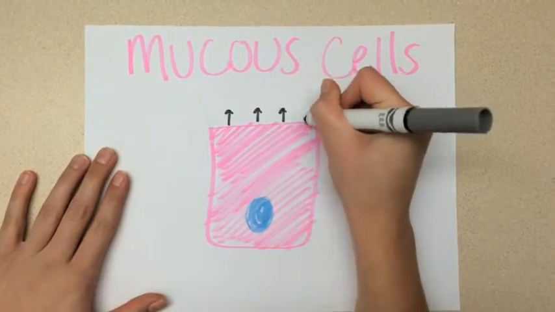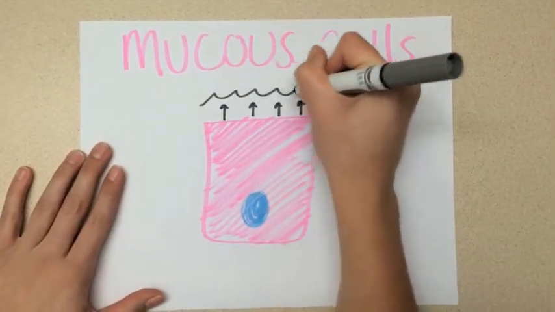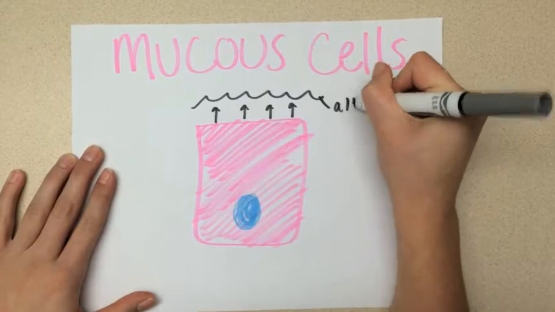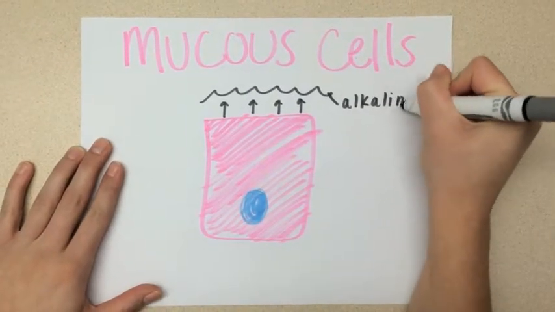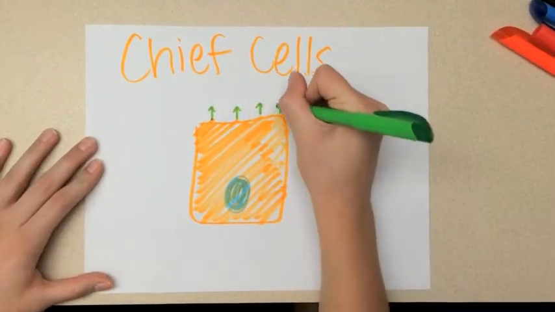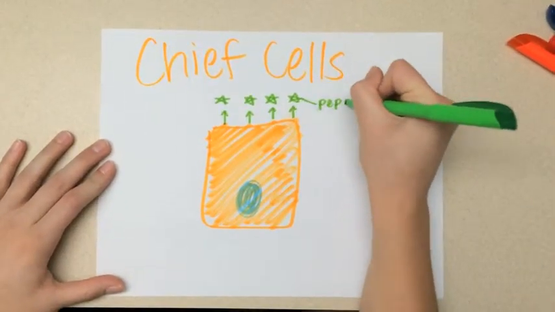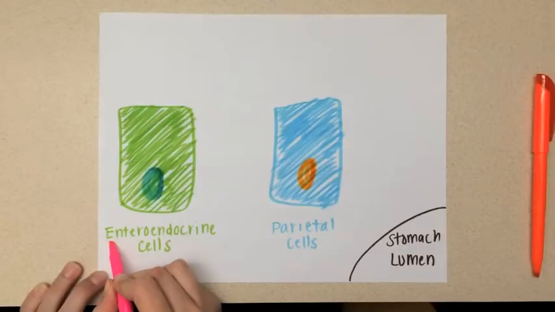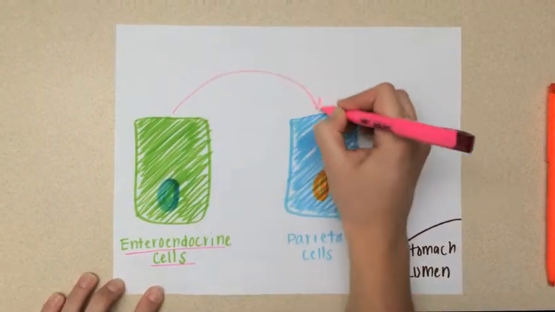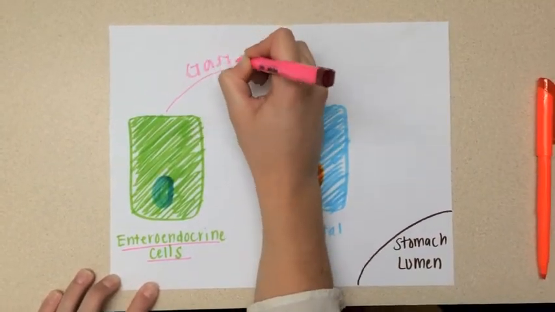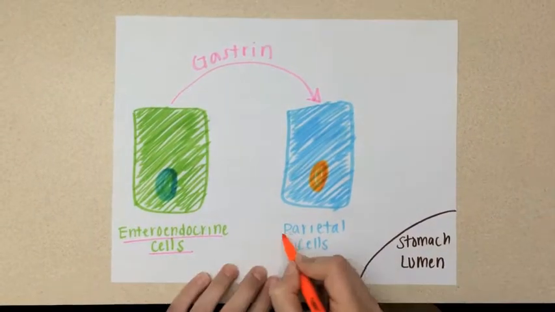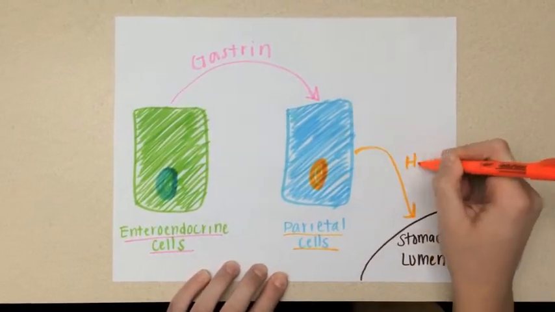Mucus cells produce a cloudy, two-coat layer of alkaline mucus which protects the stomach from acid. Chief cells secrete pepsin, an enzyme that aids in the breakdown of proteins. Enteroendocrine cells release gastrin, which stimulates the parietal cells to release hydrochloric acid into the stomach lumen.